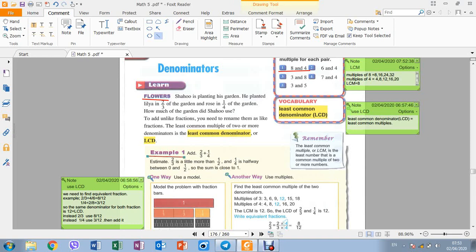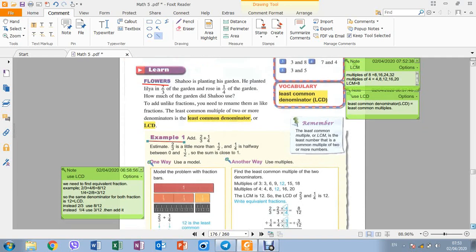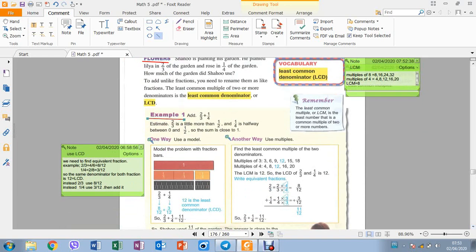At first we estimate. 2/3 is a little more than 1/2, and 1/4 is halfway between 0 and 1/2, because it is smaller than 1/2. So the sum is close to 1. Now the first way uses a fraction bar or model for adding. We explained this last lesson, so I explain it quickly.